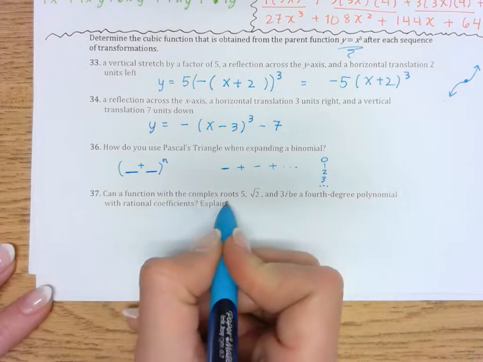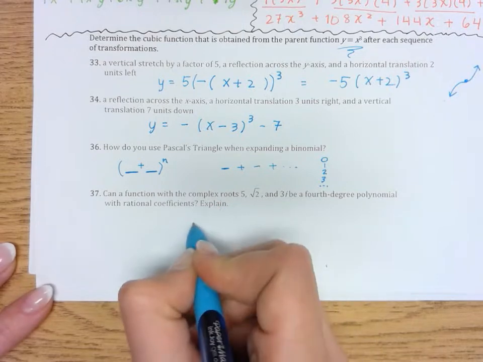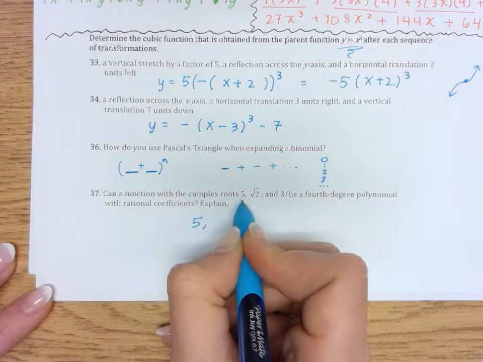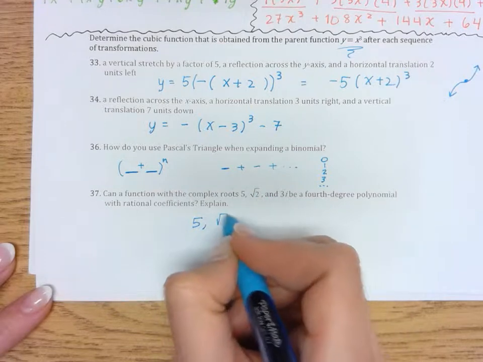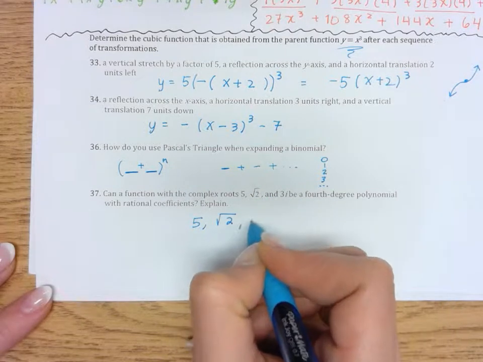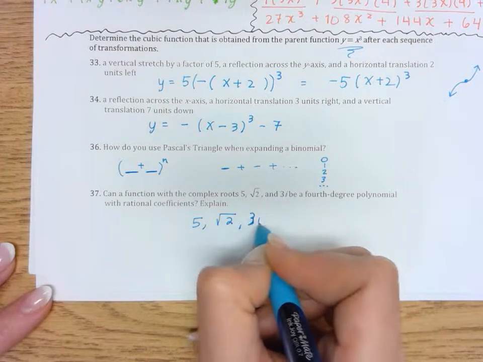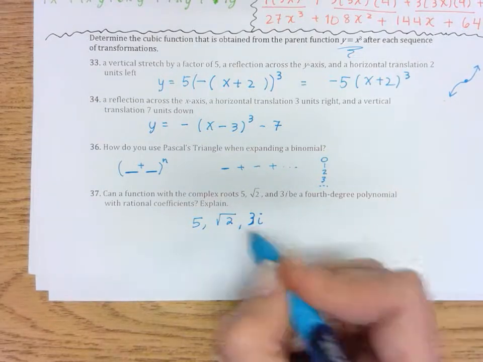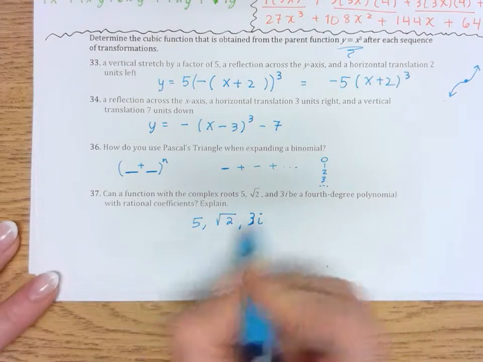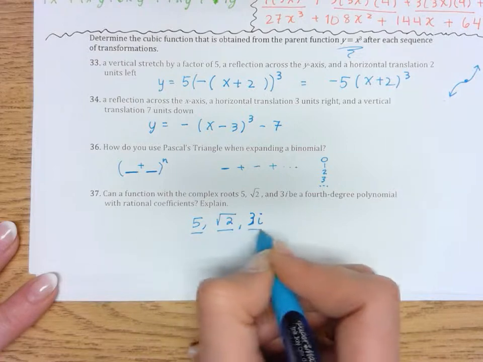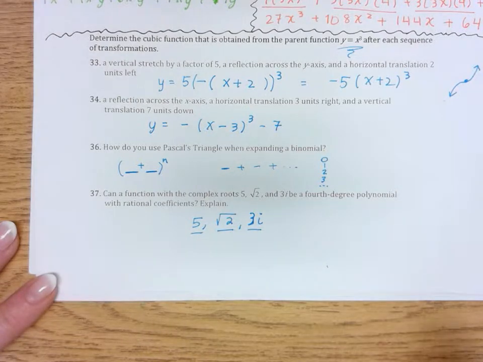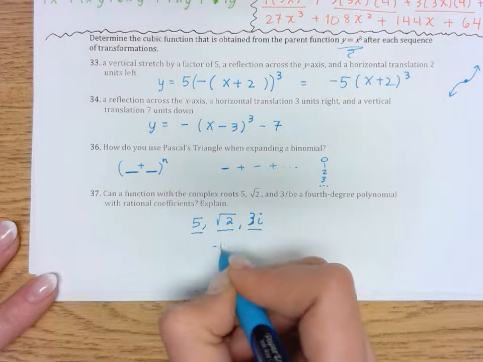Can a function with complex roots 5, radical 2, and 3i be a 4th degree polynomial? 5 is not a complex root, so I don't know why that's written. Can this be a 4th degree polynomial with rational coefficients? No. I already have 3 roots, but if I have radical 2, I also have negative radical 2.